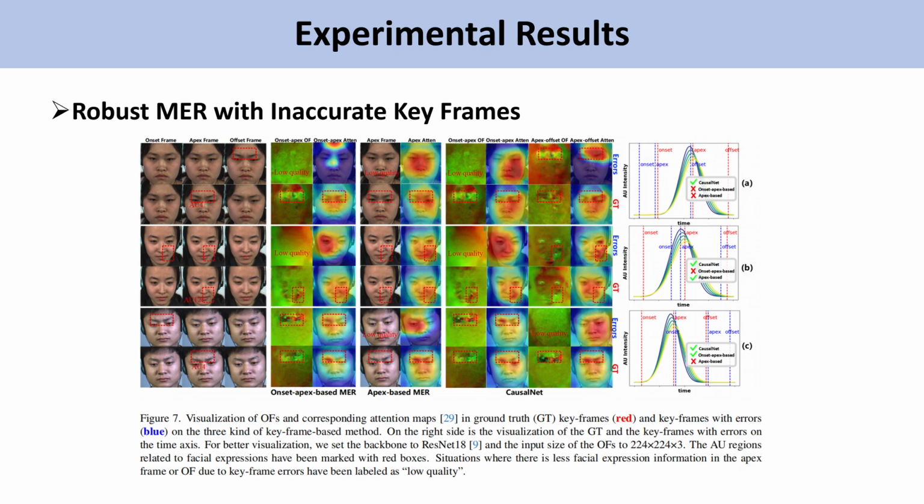In scenario C, compared with the ground truth, the erroneous keyframes are shifted backward as a whole, leading to less facial expression information in the apex frame. This has a significant impact on the apex-based microexpression recognition, while the onset apex-based method and CausalNet remain robust in this case. In addition, the situations where CausalNet is more robust to errors than other keyframe-based microexpression recognition methods are not limited to the above 3. The more comprehensive microexpression range input enables CausalNet to have better robustness.